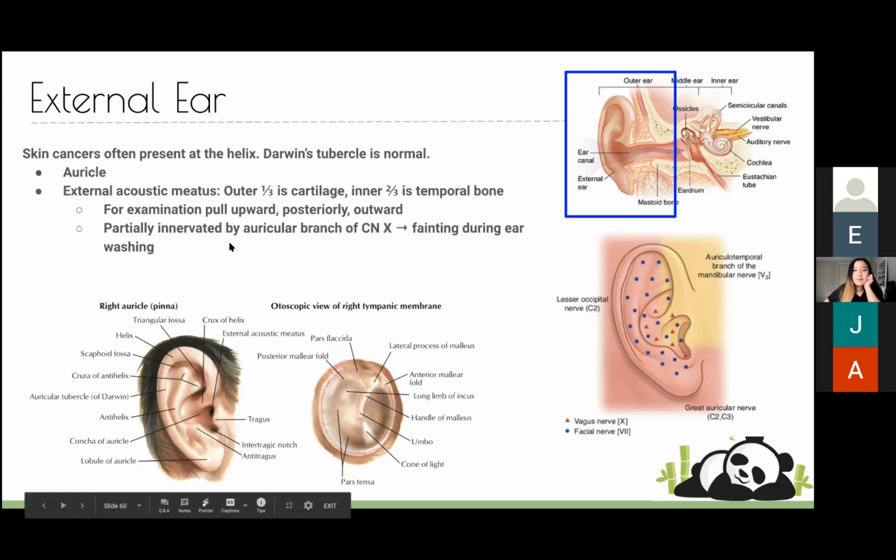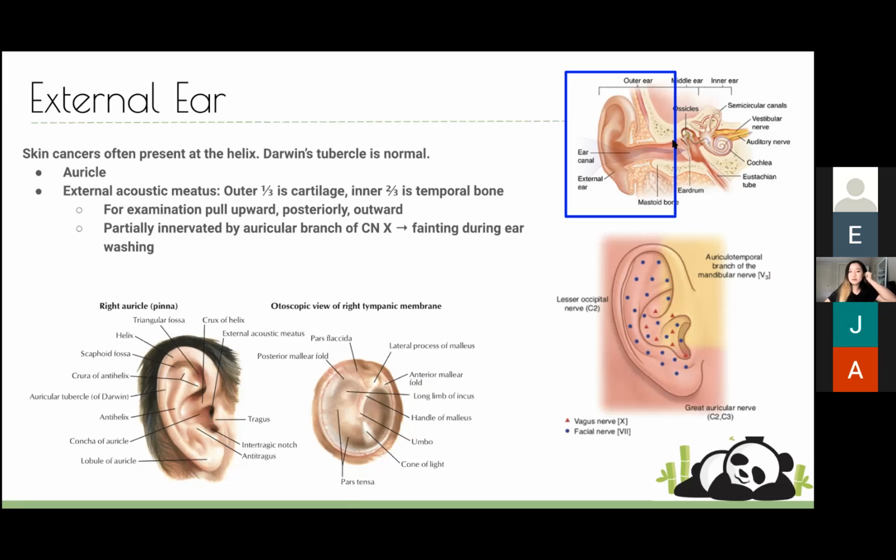In terms of the external acoustic meatus, or the actual path, the outer 1/3 is cartilage, the inner 2/3 is temporal bone. When you're examining, you want to pull upwards, posteriorly, and outwards because of the way it's situated. You should remember that. It's partially innervated by the auricular branch of the vagus nerve, and that's what causes fainting during ear washing. It's innervated by a lot of nerves, so I wouldn't expect they would want you to know all of them.